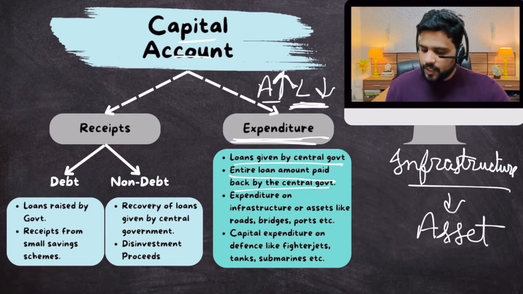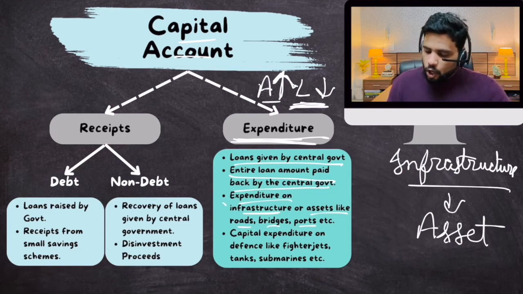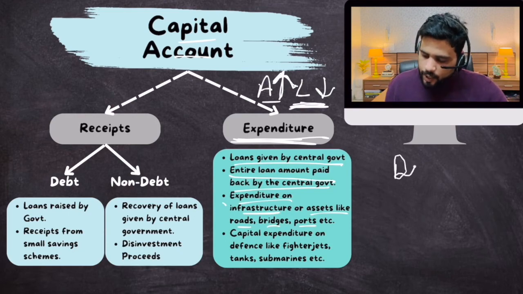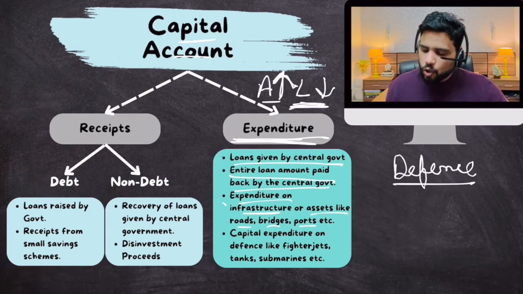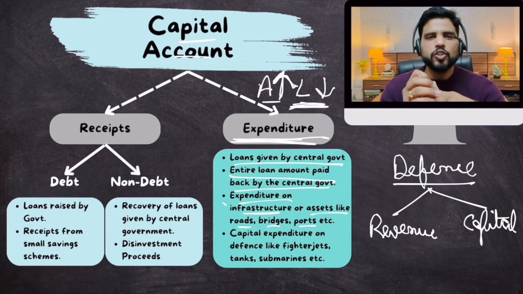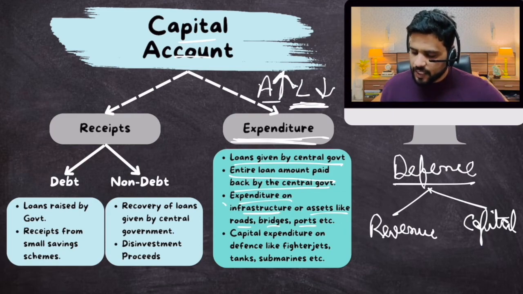So it is capital expenditure. Expenditure on infrastructure or assets like roads, bridges, ports or digital assets. Capital expenditure. Okay. Then we talked about defense expenditure. You remember that? Right? Now, defense expenditure by the government is also of two types: revenue, capital. So, when government is paying salaries of armed forces personnel, government is buying them goods and services, ration, all these things. That is revenue defense expenditure.